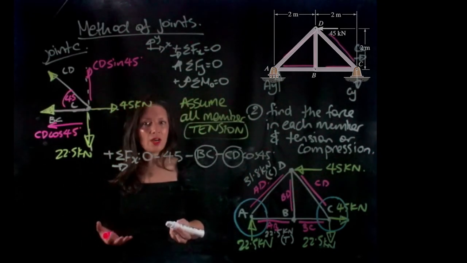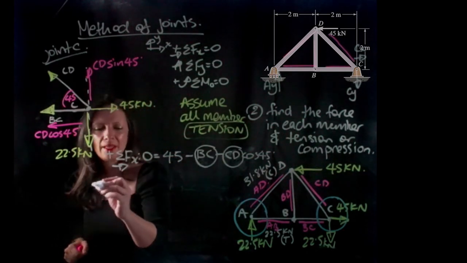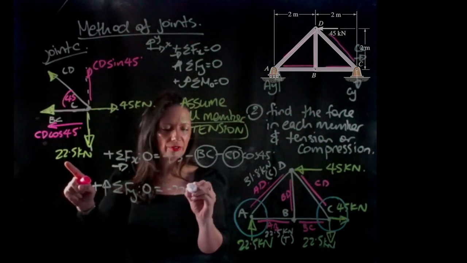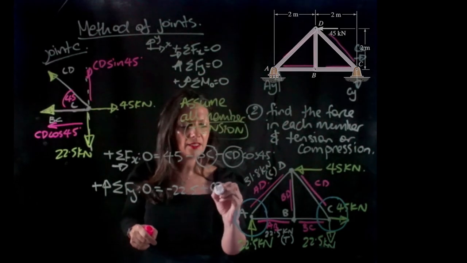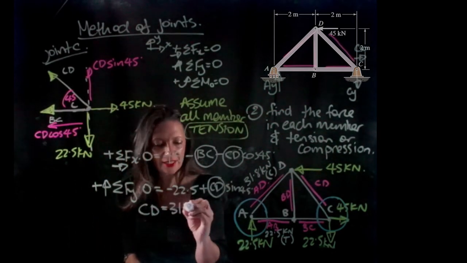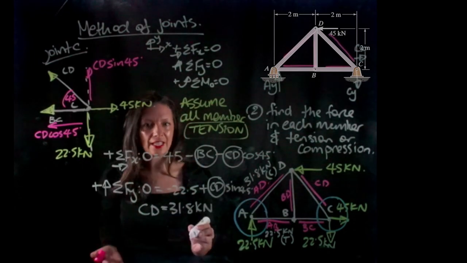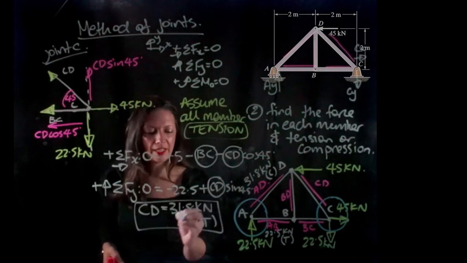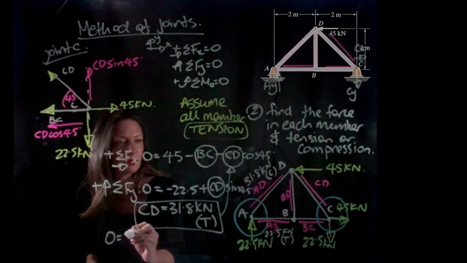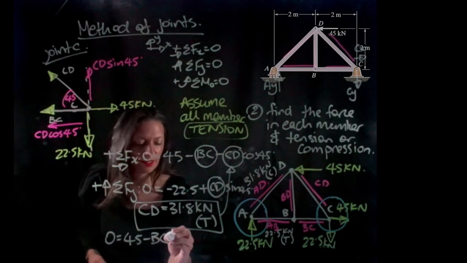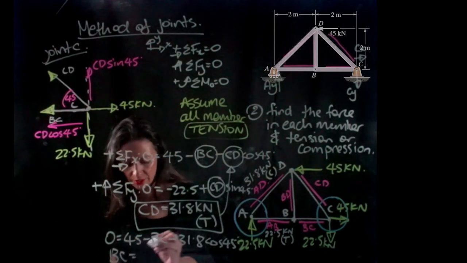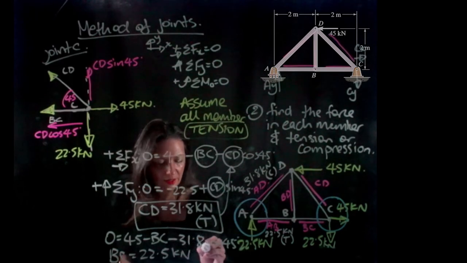Let's take a look at the sum of the forces in the Y direction and see if we can actually eliminate one of these members. So now the sum of the forces in the Y direction has to equal 0. In the Y direction I have minus 22.5 kilonewtons plus CD sine 45. I can now solve for CD. So CD is going to equal 31.8 kilonewtons, and it's come out positive, therefore it is in tension. So now if I substitute this value back into this equation, we can say that 0 equals 45 minus BC minus 31.8 cos 45. So BC is going to equal 22.5 kilonewtons in tension.